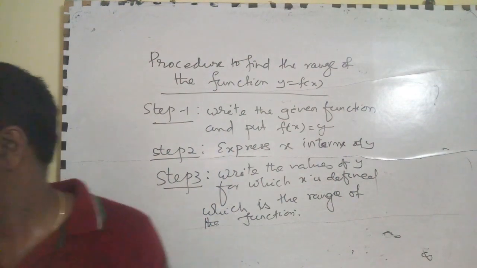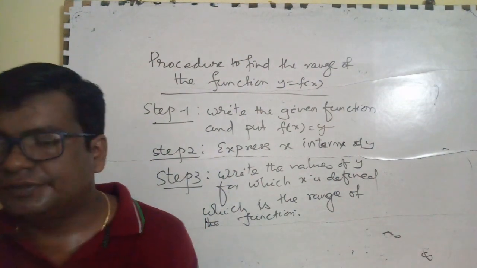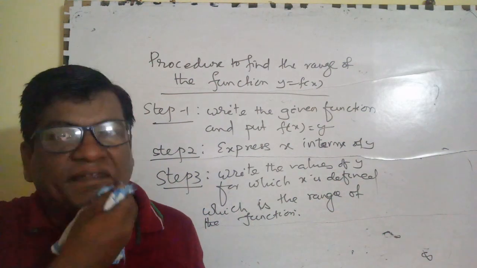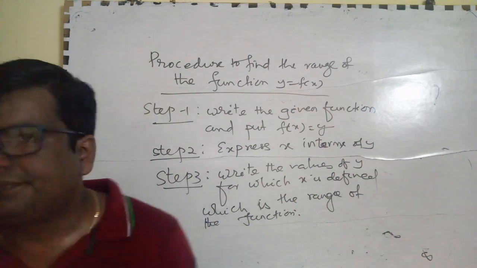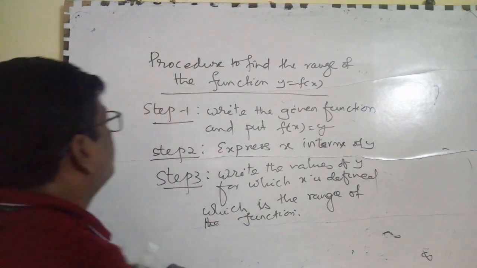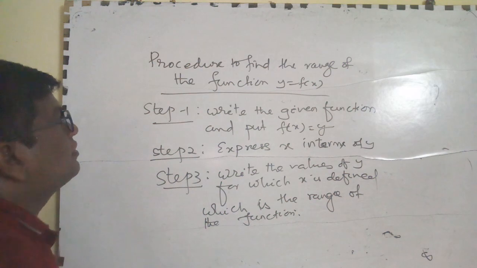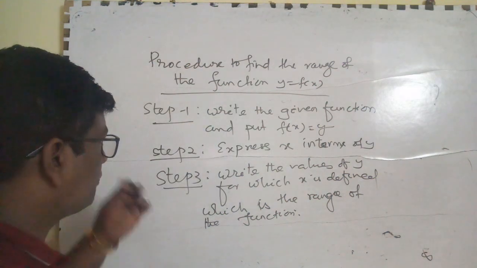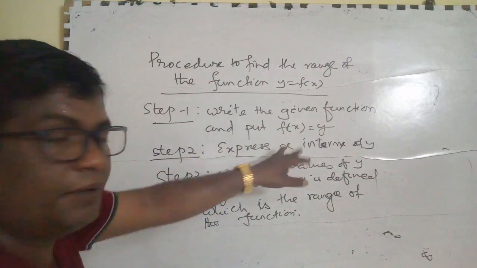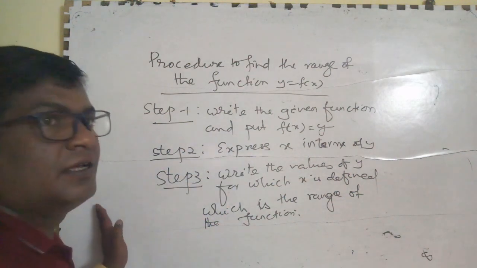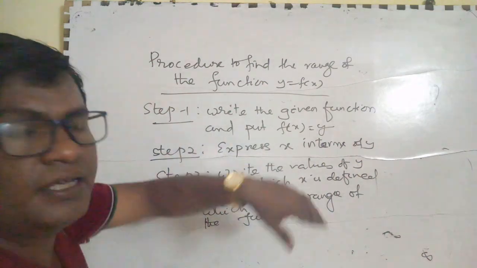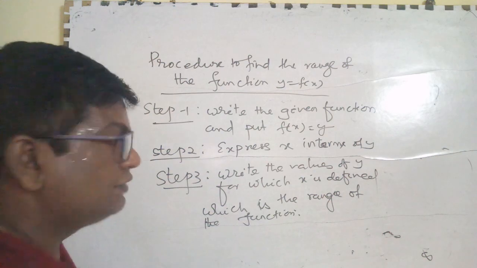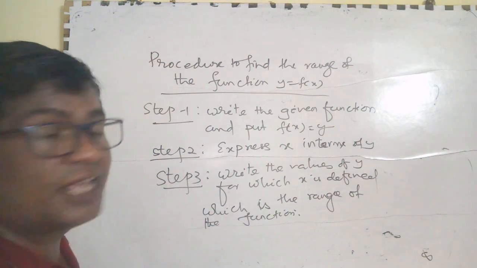Now let us discuss some problems. How to find the range of the function? Write the given function, put f of x equal to y. Step 1. Step 2, express x in terms of y, meaning only x on the left side and numbers and y terms on the right side. Write the values of y for which x is defined. Those values are called the range of the function.